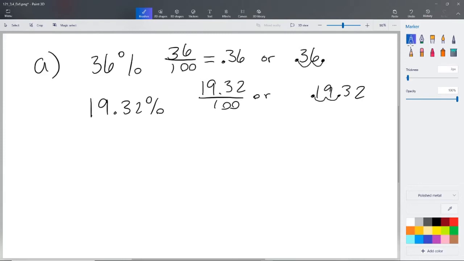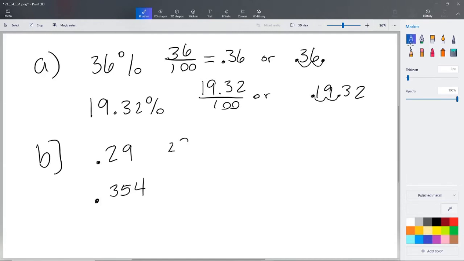Moving on to part B, this time we're going the opposite way. They're giving us the decimal, and they want us to write it as a percent. And so there's 2 ways to do this one as well. Let's put both of the values here. We got 0.29 and 0.354. And we do the opposite of what we did before. Either we multiply this by 100, or we move the decimal point 2 places to the right.